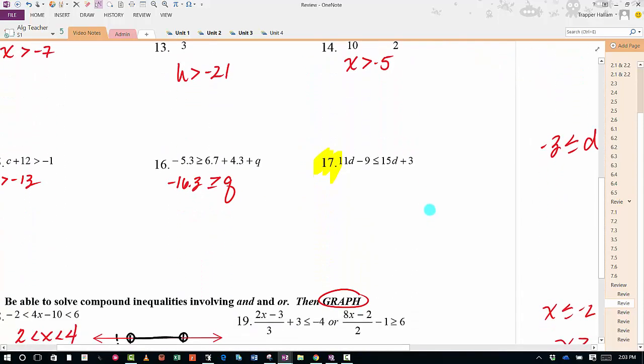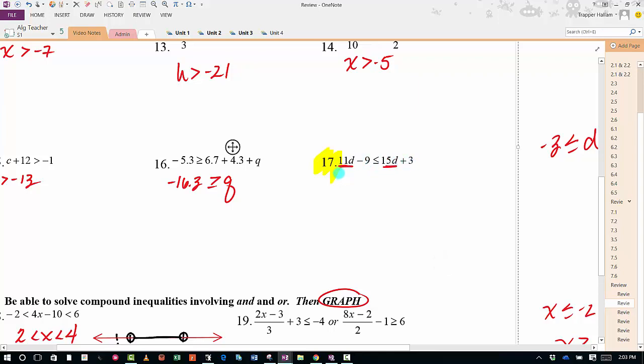All right, let's try one more down here. We'll look at 17. It's a little bit different. It still is an inequality. You can see the less than or equal to sign there. So let's go ahead and clean this up. I've got d's on both sides here. Actually, this is 11d and 15d, and I've got numbers on both sides.